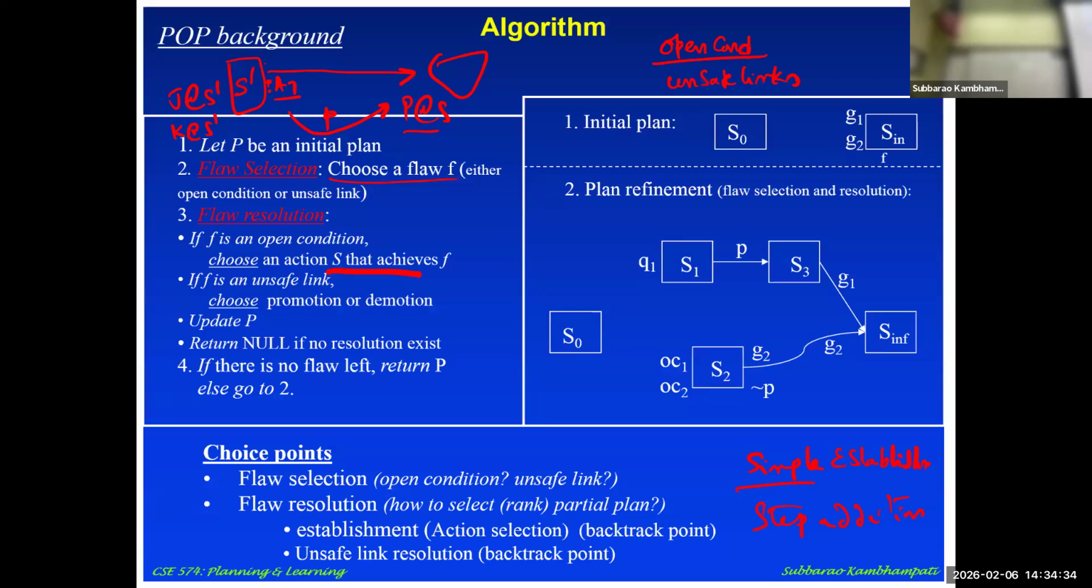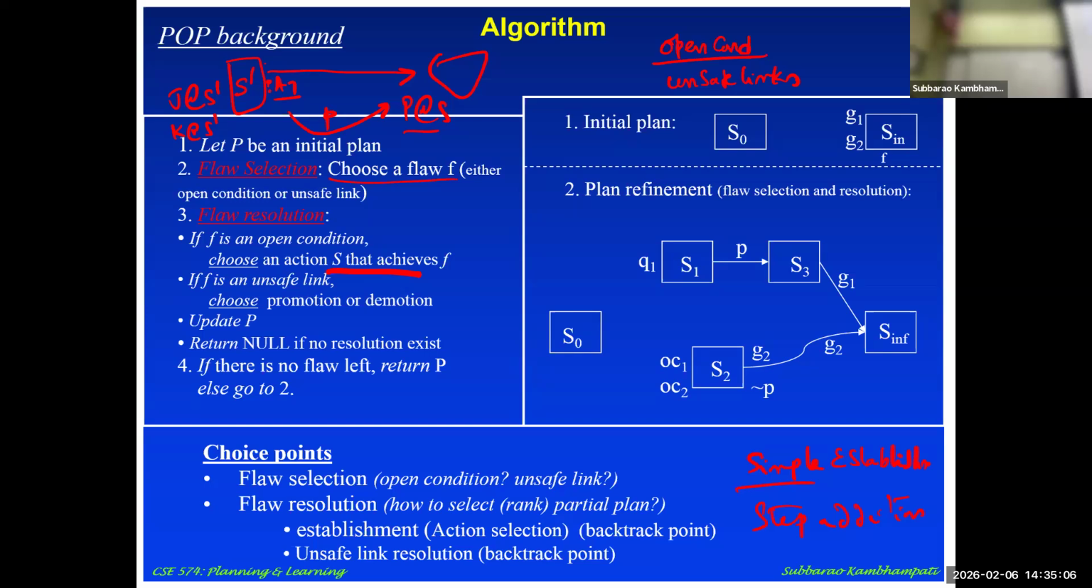So basically, this is the algorithm itself. Let P be an initial plan. The initial plan will look like S0 before S infinity, and the goals G1, G2 are the preconditions of S infinity. And then flaw selection: choose a flaw. In the beginning, there are only open condition flaws. You have to pick one of them and work on it. After a while, it becomes both open conditions and unsafe links. You have to decide whether to pick an open condition flaw or an unsafe link flaw, and if so, which one.